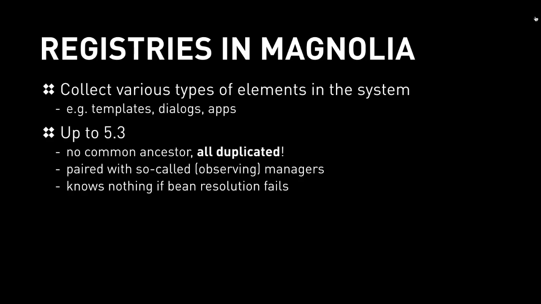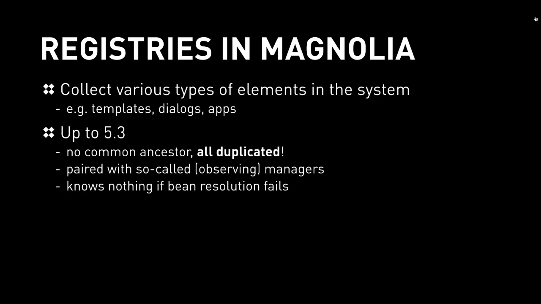Now let's take a look at how it looks in the background. So registries have been around in Magnolia for quite some time. They collect all the various types of elements in the system, template definitions, dialog definitions. But up to 5.3, there was no common abstraction for all these registries. So they were a little bit duplicated all over the place.